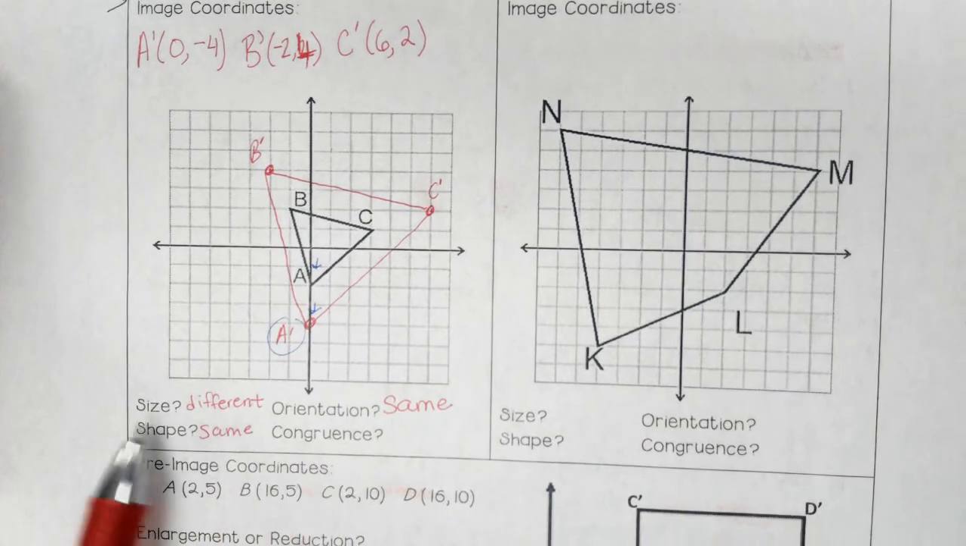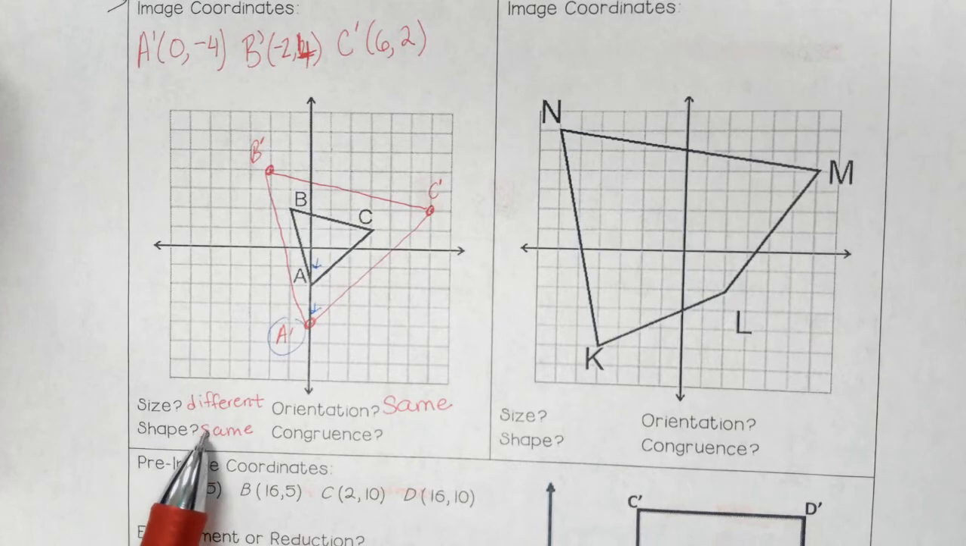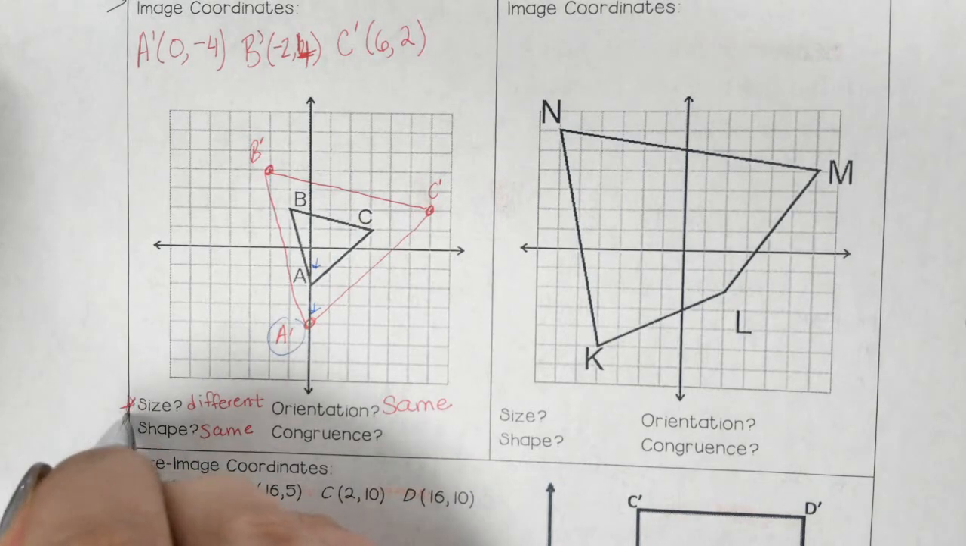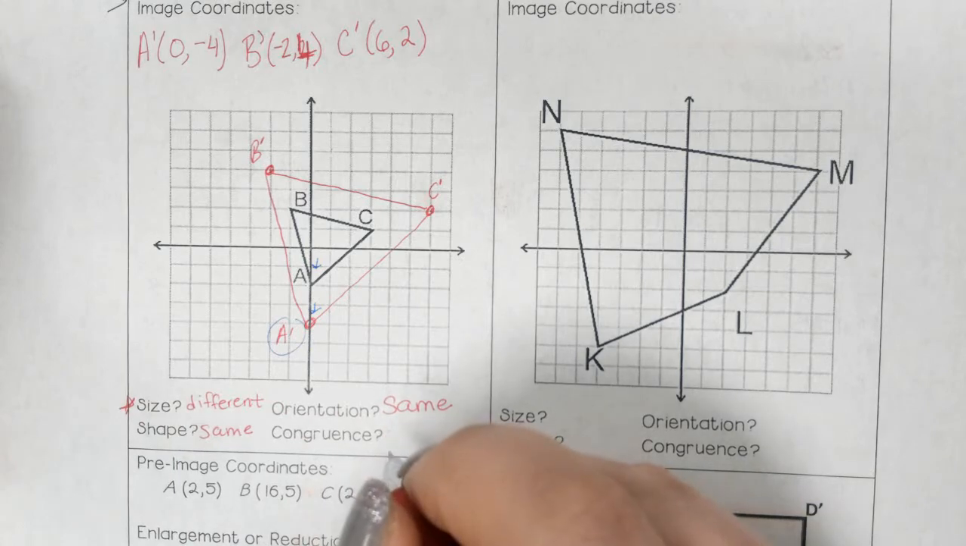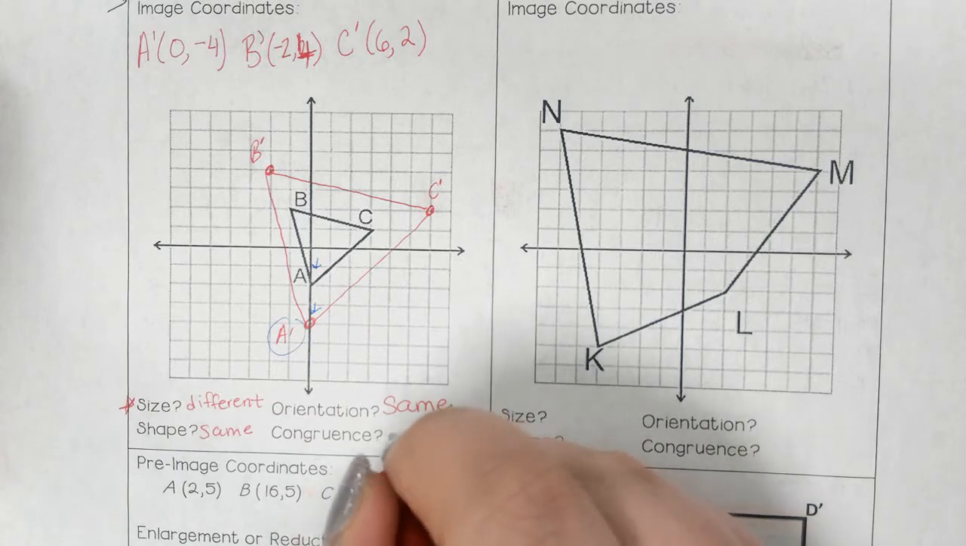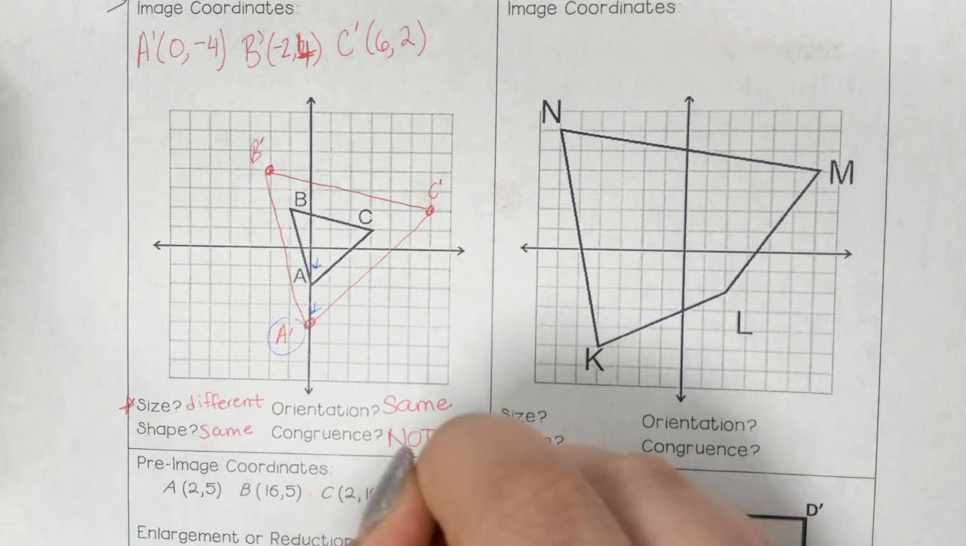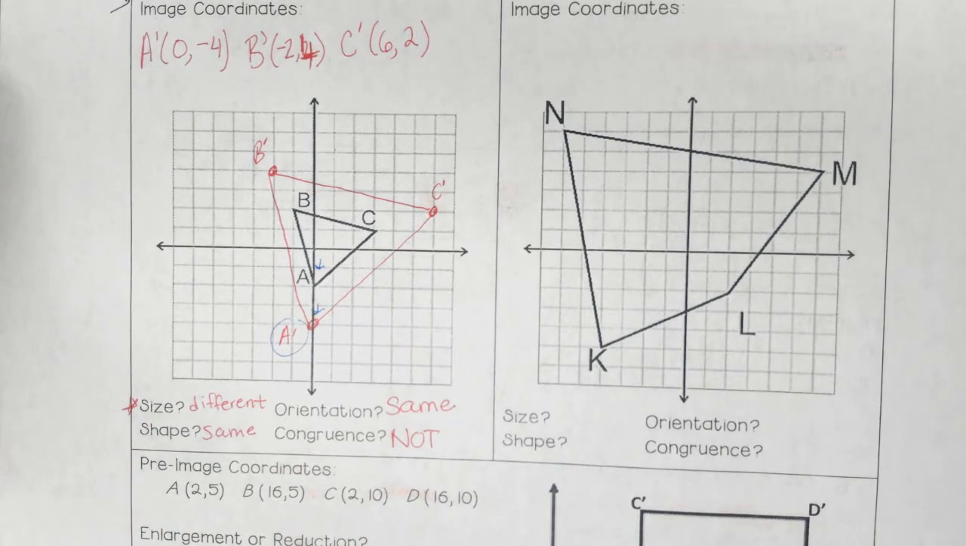Congruence cannot be the same because the size and shape are not both the same. Since the size is different, congruence does not hold. The congruence is not preserved. Let's say it's not congruent.